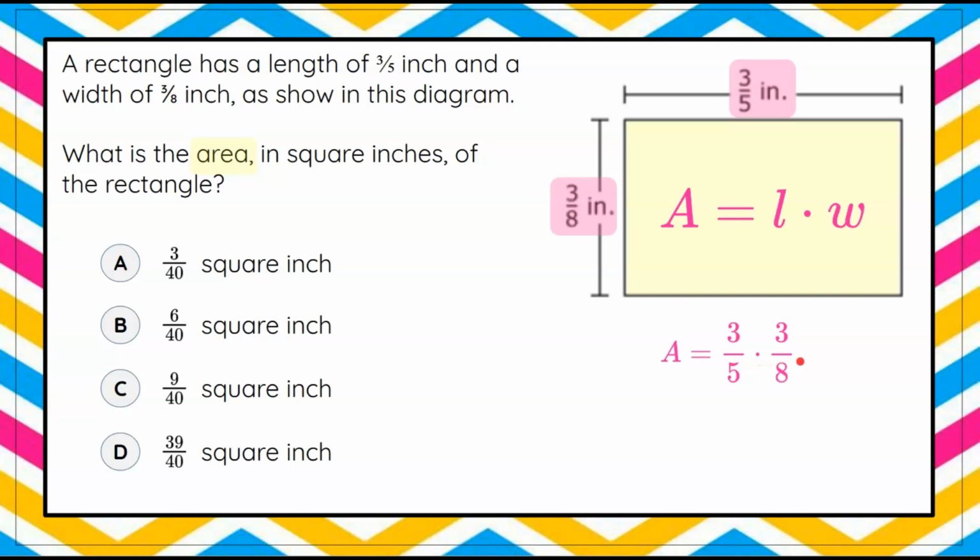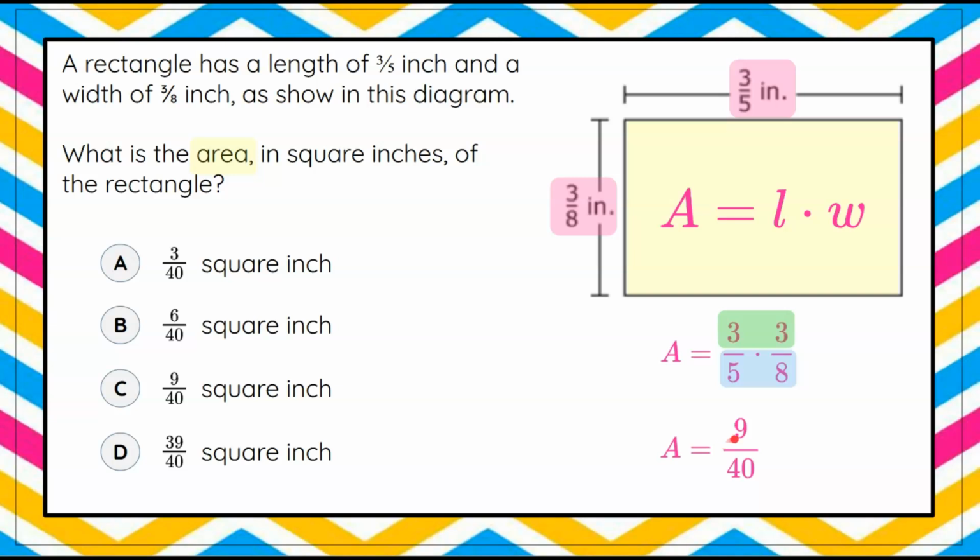To multiply fractions, we're first going to multiply the numerators. 3 times 3 is 9. So area is going to equal a numerator of 9. Now let's go find the denominator. Now we're going to multiply the denominators. 5 times 8 is 40. So the area is 9/40.